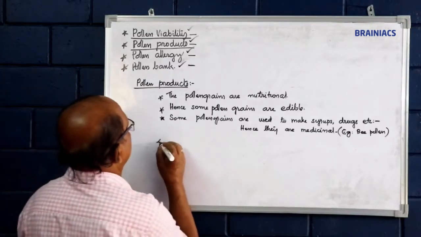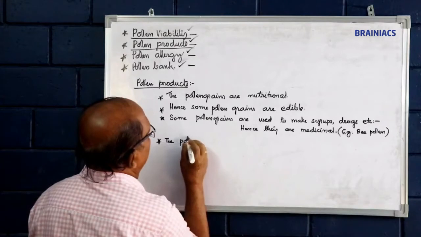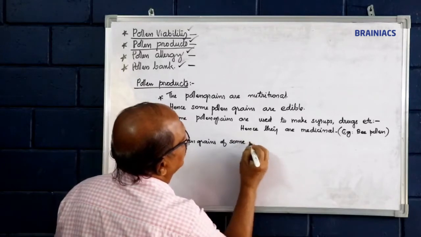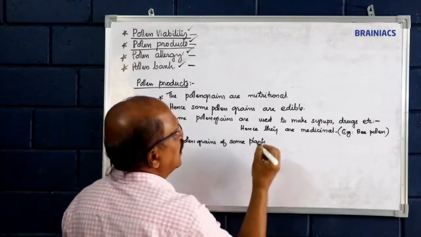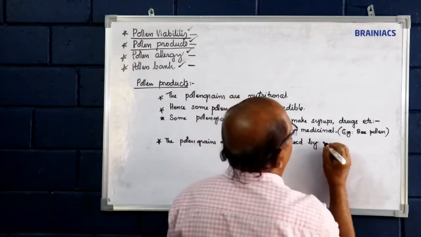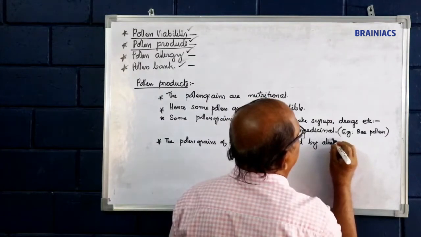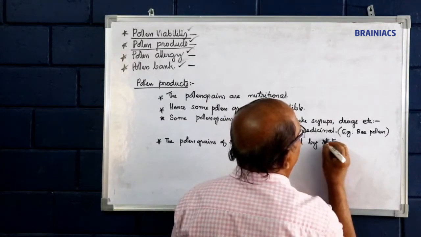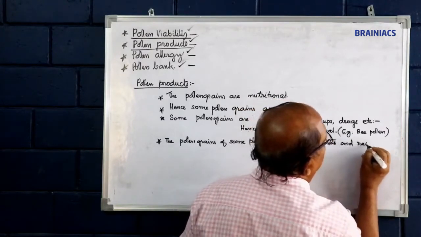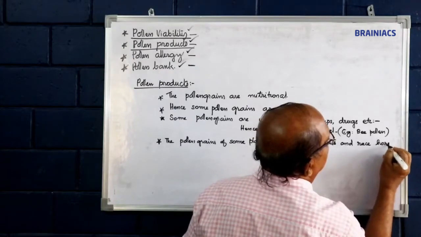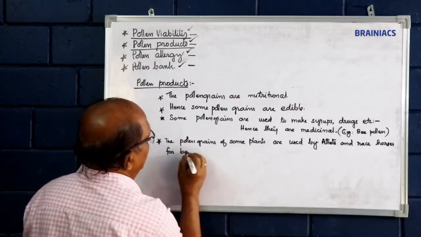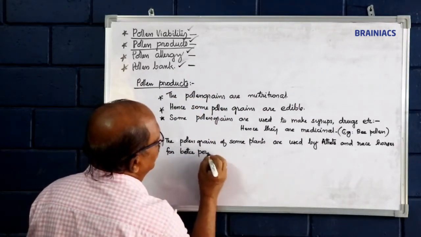Then the pollen grains of some plants are used by athletes and race horses for better performance.